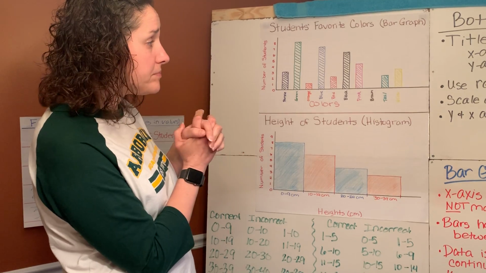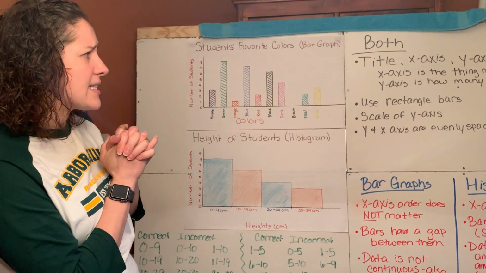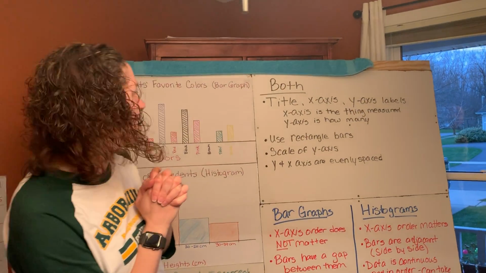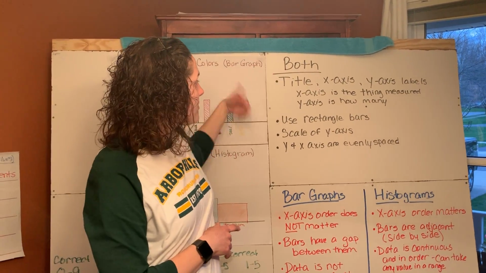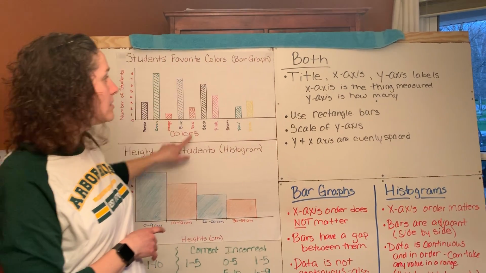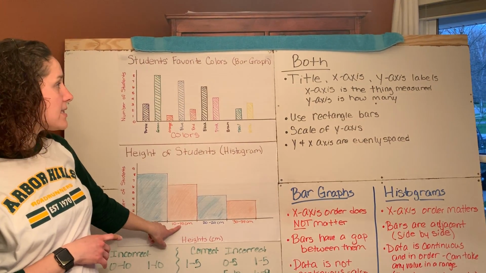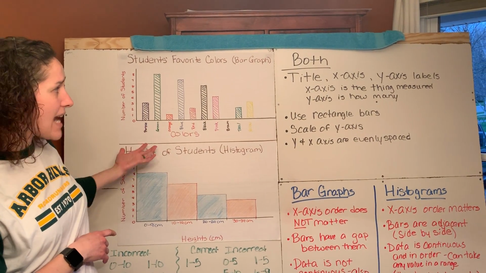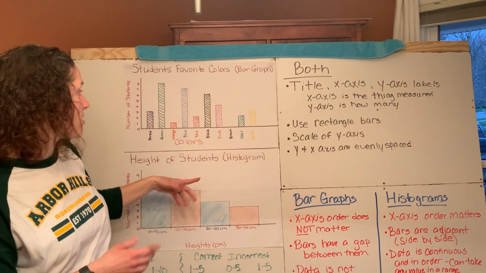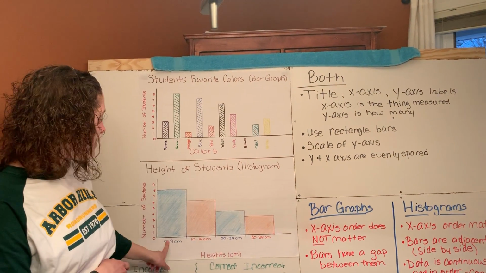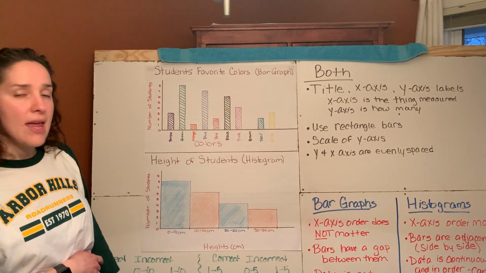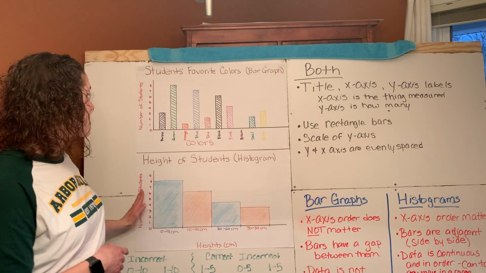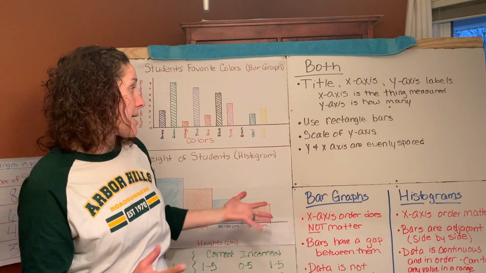That's called adjacent. So what I have over here on my whiteboard is kind of comparing and contrasting the two, and I'll take you through those lists just so that you can see the difference. Both bar graphs and histograms have a title, both have an x-axis that's labeled, both have a y-axis that's labeled. The x-axis is the thing that you're measuring, so the thing is favorite colors, the thing is height in centimeters, and the y-axis in both is telling you how many. So they are set up with your x, your y, and titles the same.